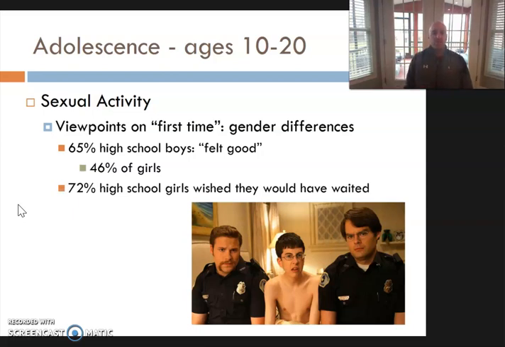An even more interesting question was, do you wish you would have waited? And it says here that 72% of high school girls said, yeah, I wish I would have waited. Now, what they waited for, we don't know exactly. Remember, it's just a survey. 72% of high school girls wish they would have waited. Do you think it was higher or lower for boys? The answer is lower. But look, 55% of boys said, yeah, I probably should have waited. So even though it was less than girls, over half of all boys say, yeah, probably should have waited, which begs the question, why?